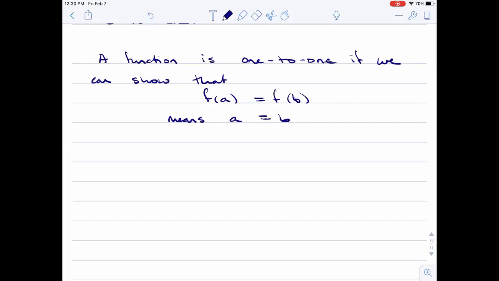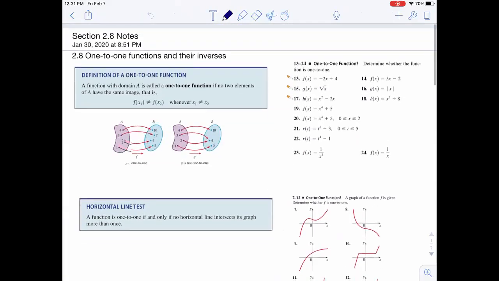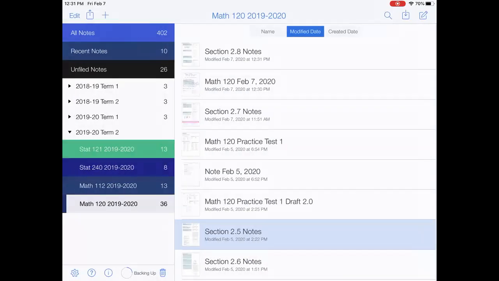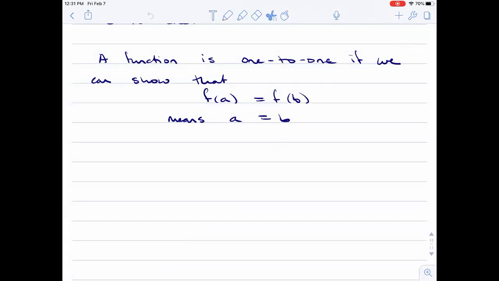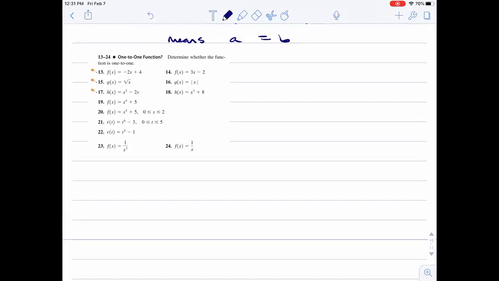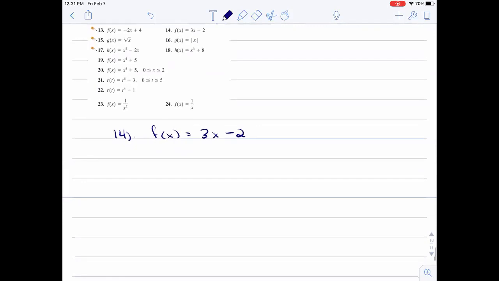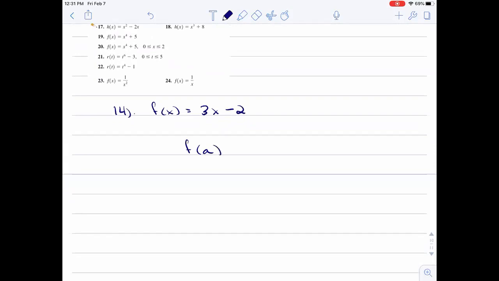Okay. So for example, 2.8 notes, if I have a look at something kind of on the simpler side, if I have a look at 14, for example, f of x is 3x minus 2. If I want to show that this is invertible, or if it's one-to-one, those two are the same, but for now, we're just calling it one-to-one. What I'm going to do is have f of a equal to f of b.